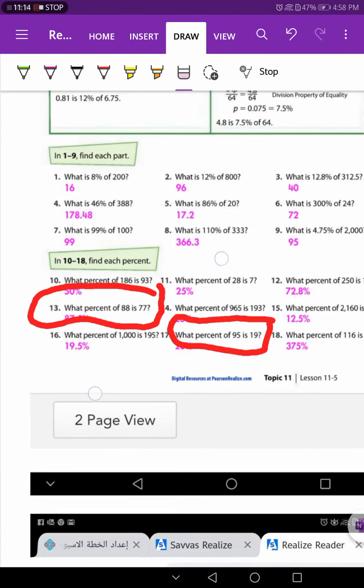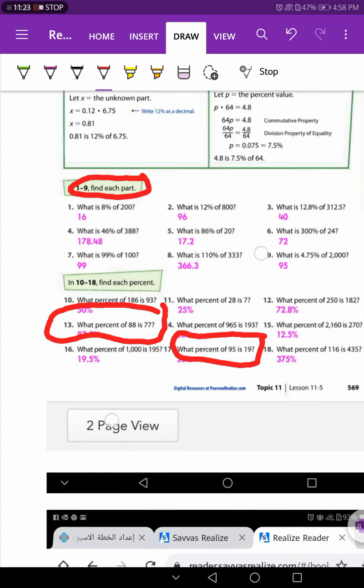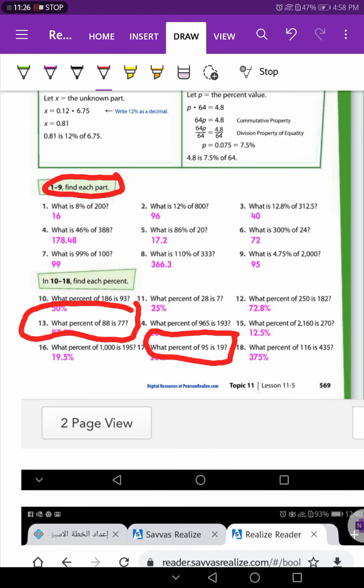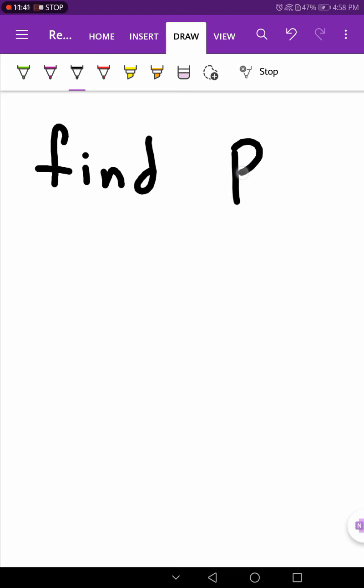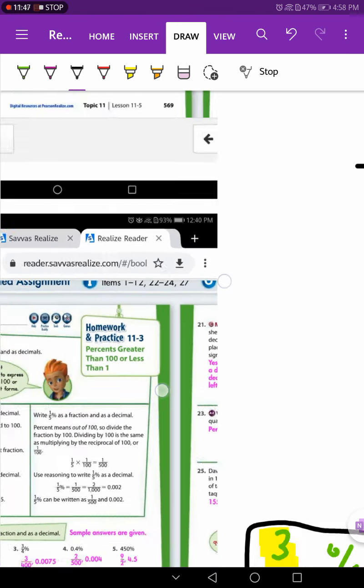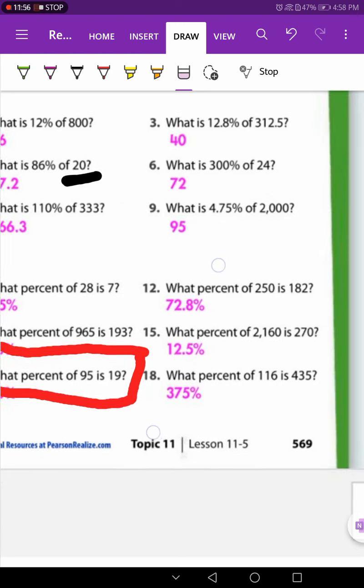Now let us go to 11-5 here. Here he asked me to find. Find each part. Take any question here. In this case, if he asks me to find the part, remember that. That means go and multiply the number by the percent directly. What is the number? It was 20, multiply by 86%.